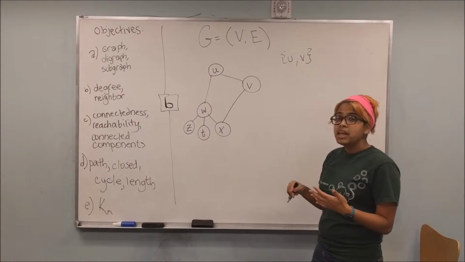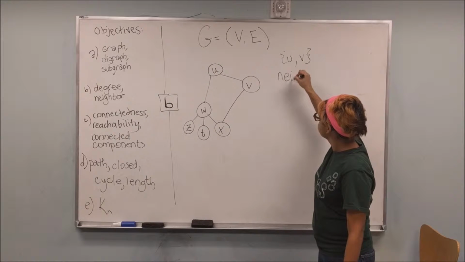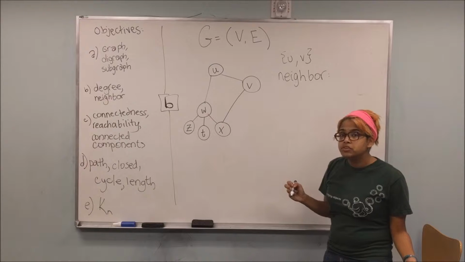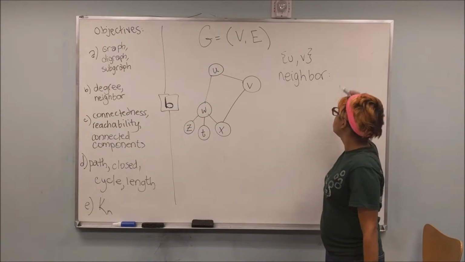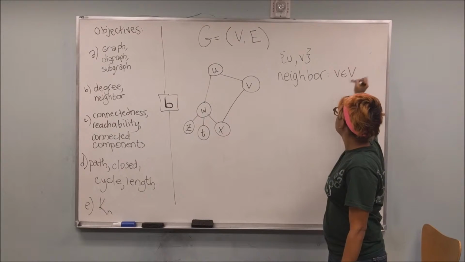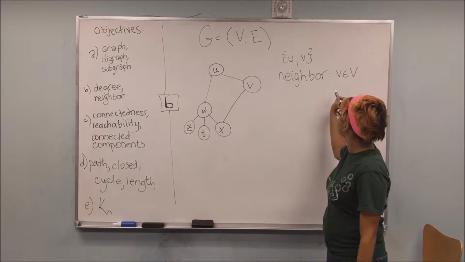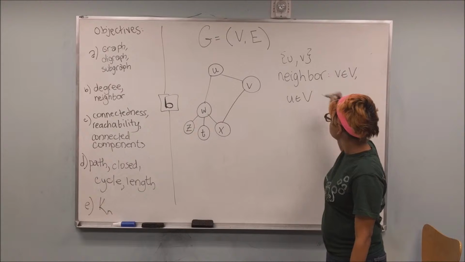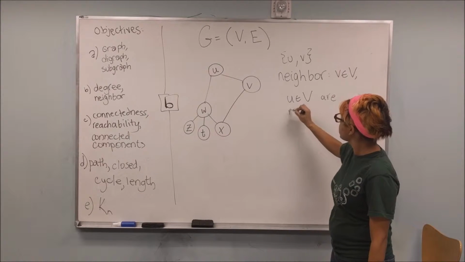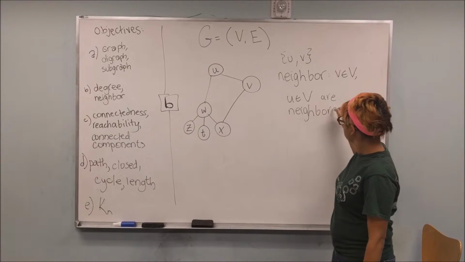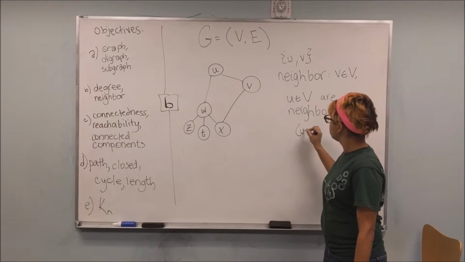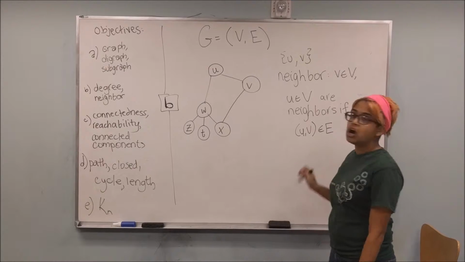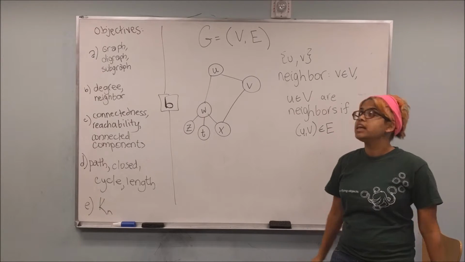All right, so a neighbor of a particular vertex, let's say V, has that neighbor U if UV is an element of the edges in that graph.